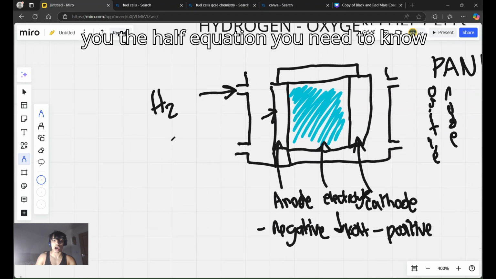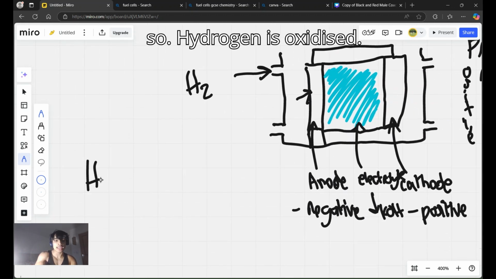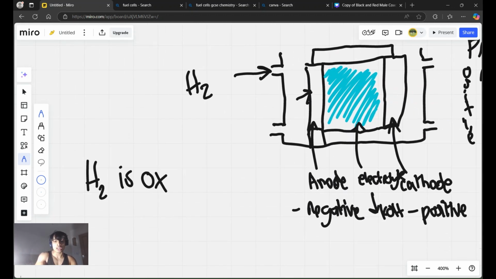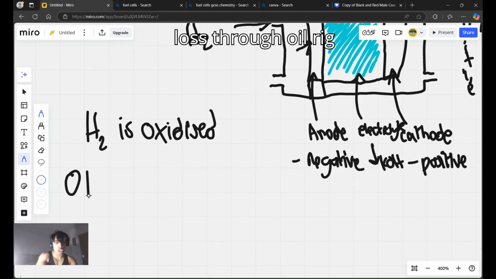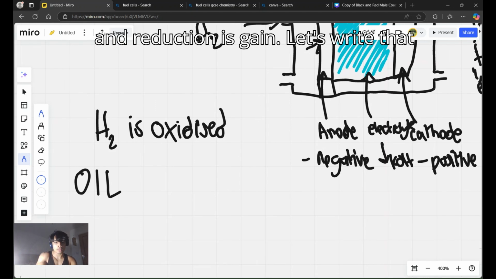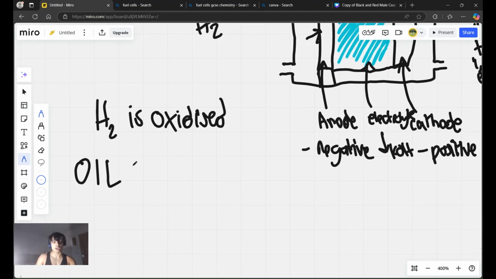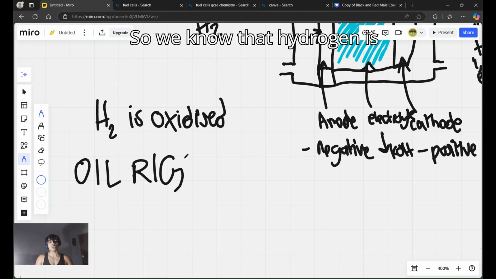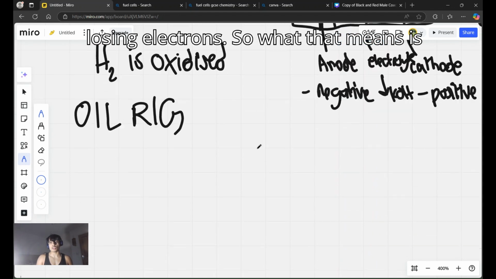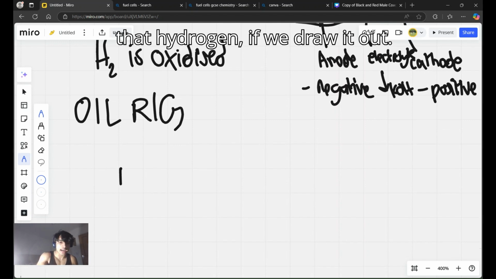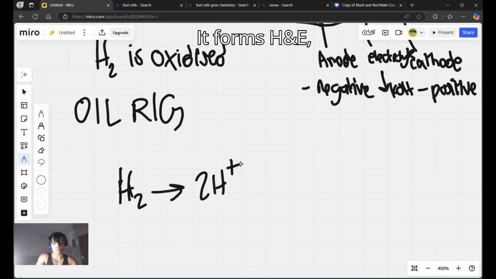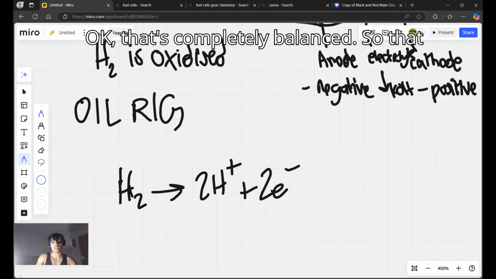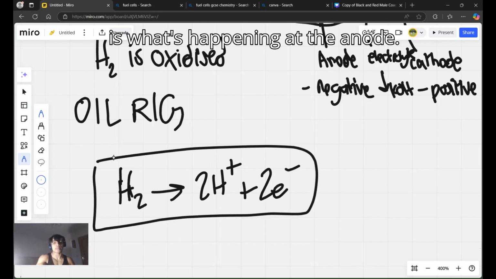Well, I'll show you the half equation you need to know. So hydrogen is oxidized, okay? Now you know that oxidation is loss through OIL RIG and reduction is gain. Let's write that down. So we know that hydrogen is losing electrons. So what that means is that hydrogen, if we draw it out, forms 2H+ and 2e−. Okay, that's completely balanced. So that is what's happening at the anode.